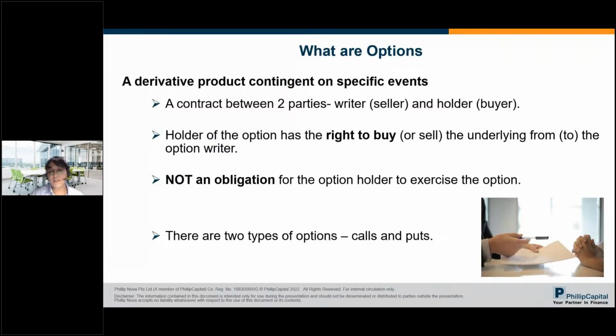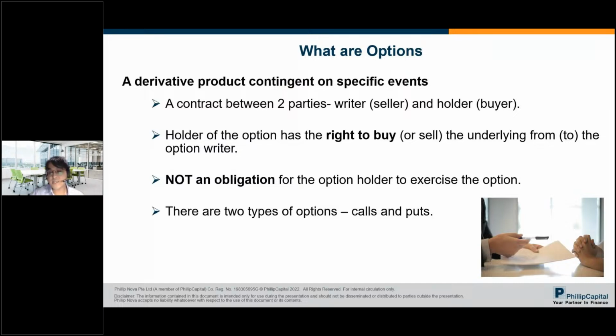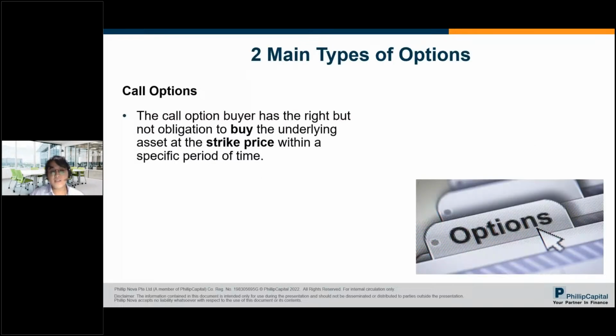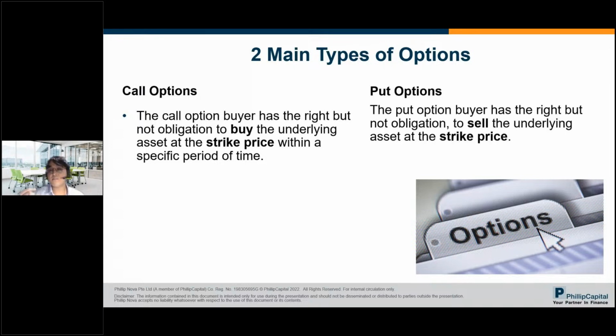As I've mentioned, there are two types of options, calls as well as puts. For a call option, as a call option buyer, you essentially have the right to buy the underlying asset at the strike price. On the other hand, if you're a put option buyer, you have the right to sell the underlying asset at the strike price. So there's a very big difference. For a call, you're essentially buying the underlying, but for a put, you are selling the underlying.